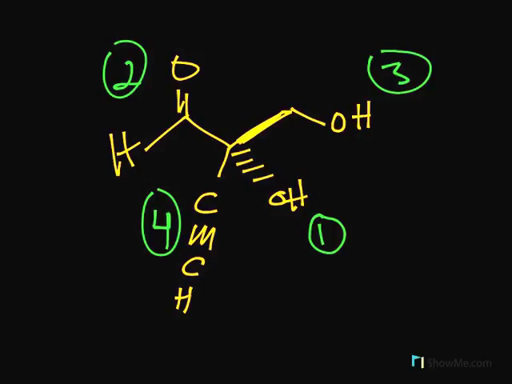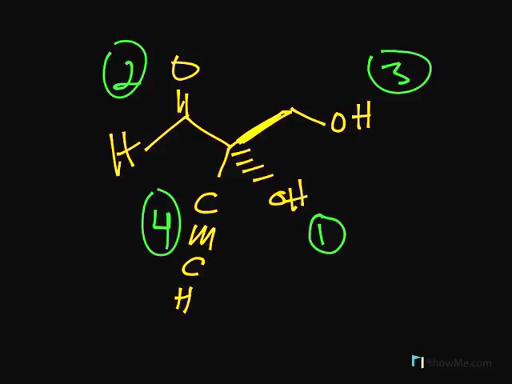So let's assign R and S. If you looked at my previous video, there's a problem with this. What is our problem with this? The problem is that the fourth priority is not pointing towards the back. We need the fourth priority to be on the dash if we're going to assign R and S. Remember, the only stipulation in order for us to designate something R or S is that the last priority must be in the back. If it's not in the back, this is not going to work. You can't assign R and S if the last priority is not in the back.